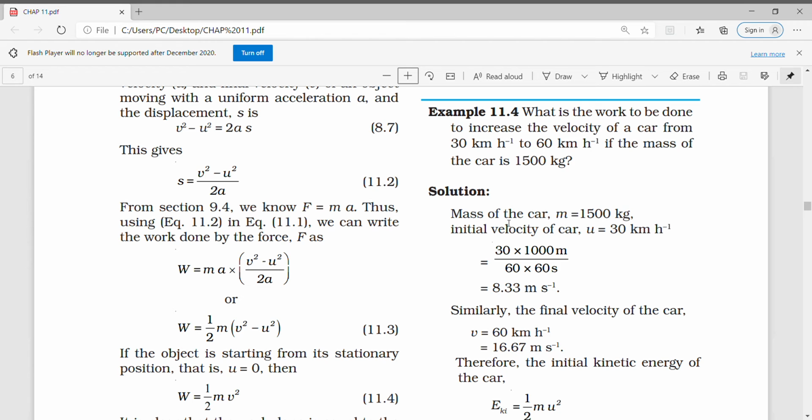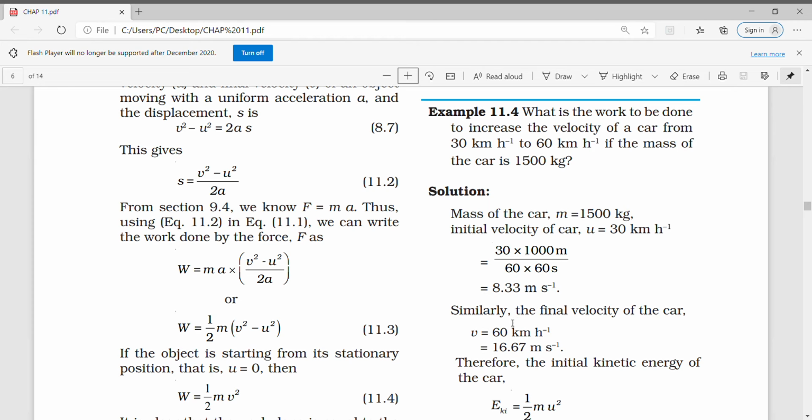So see the solution here. Mass of the car is 1500 kilogram. Let's write initial velocity of car. It is 30 kilometer per hour. But as you know, this kilometer per hour is not SI units. So we are to change this kilometer per hour into SI units. So for that, 30 multiplied with 1000 meters divided by 3600 seconds. Or you can simply write here 30 into 5 by 18. So you will be getting initial velocity equal to 8.33 meter per second.